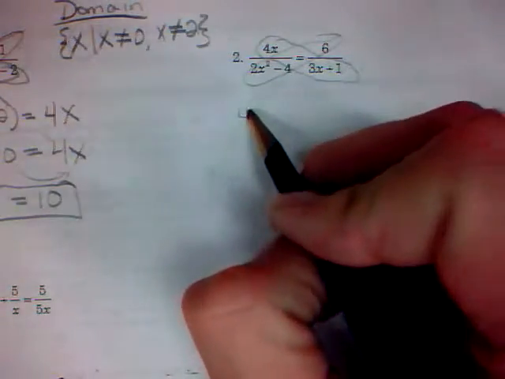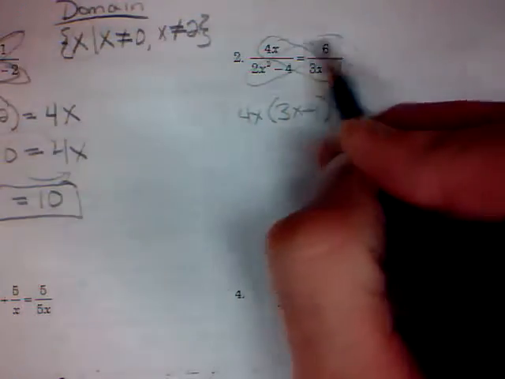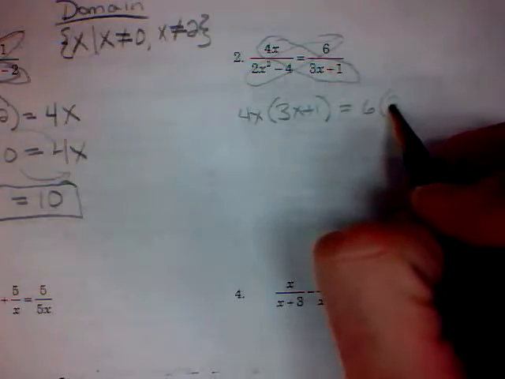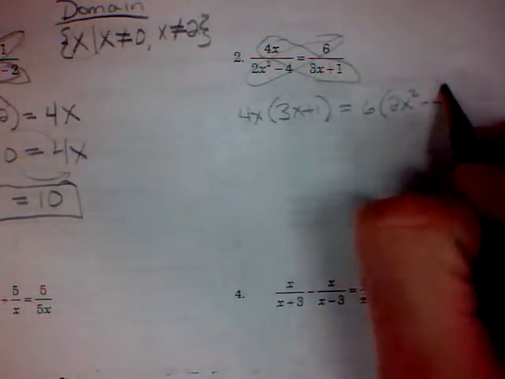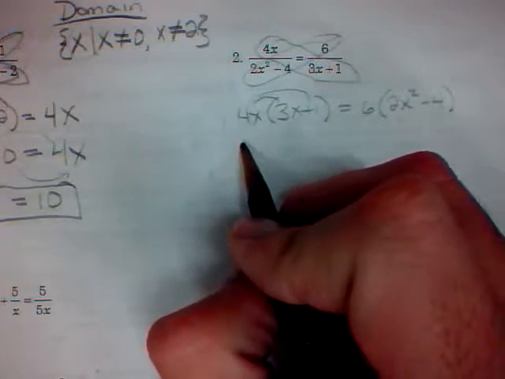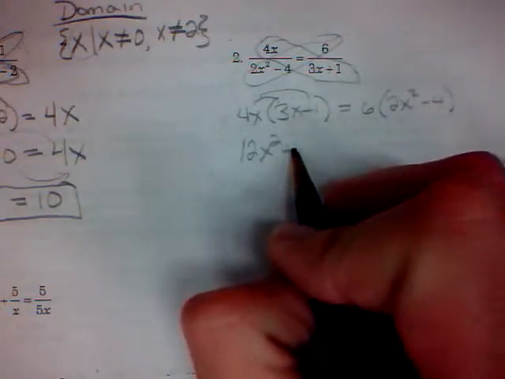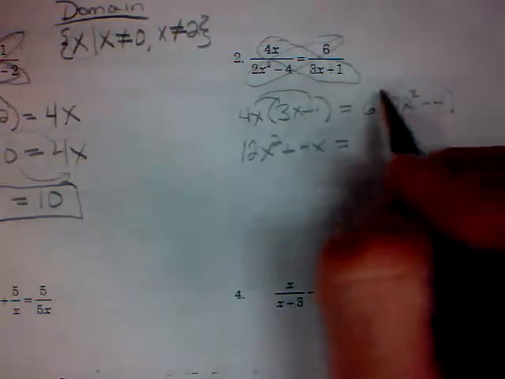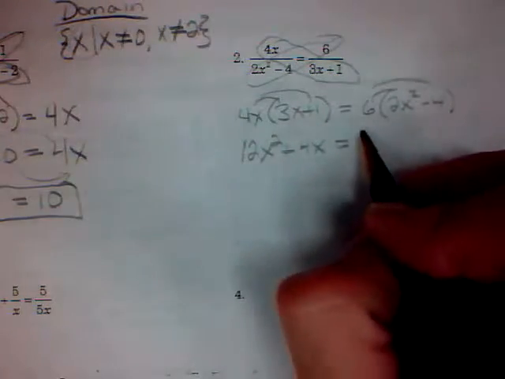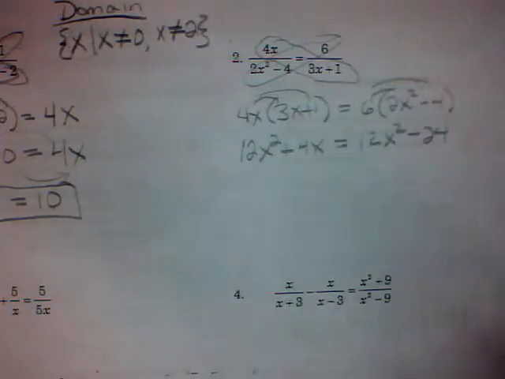So we're going to do 4x times (3x plus 1) equals 6 times (2x squared minus 4). Then we're going to need to distribute. So that's going to get you 12x squared, and 4x times 1 gets you 4x. That equals, we need to distribute the 6, so that gets you 12x squared minus 24.